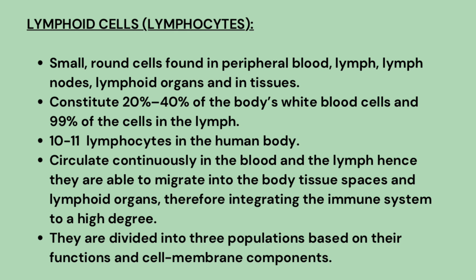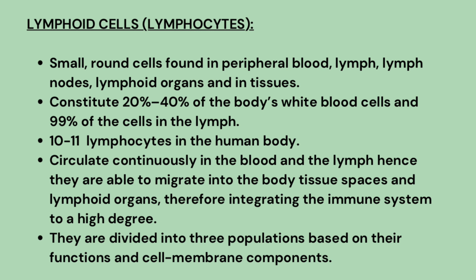They constitute 20 to 40% of the body's white blood cells and 99% of cells in the lymph. There are about 10^11 lymphocytes in the human body. These lymphocytes circulate continuously in the blood and lymph, and then they migrate into the body tissue spaces and lymphoid organs, thereby integrating the immune system.